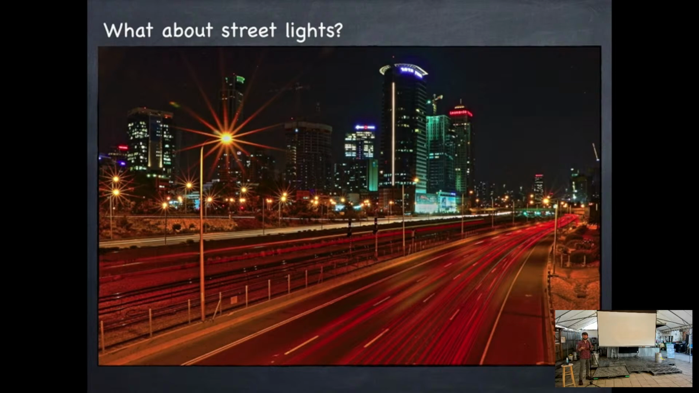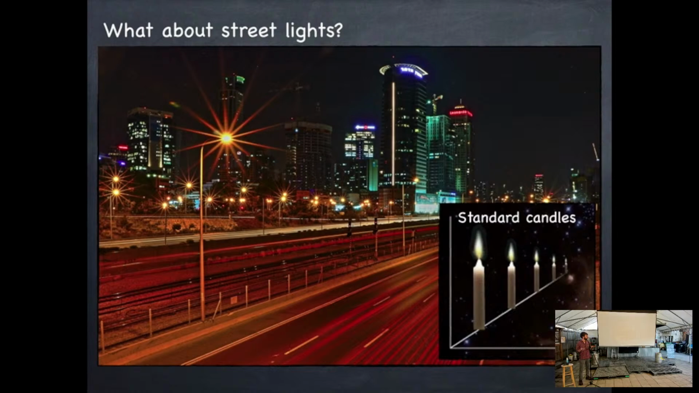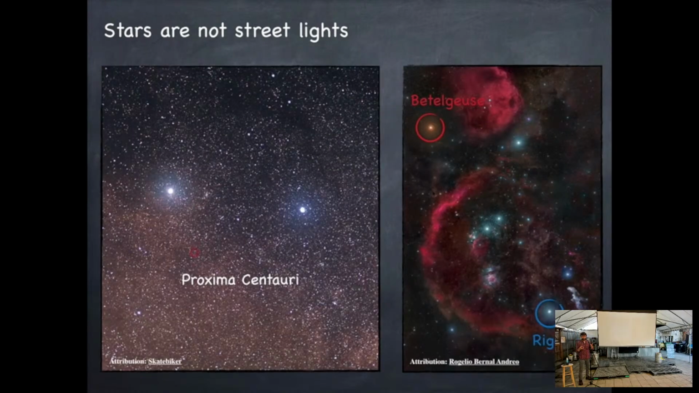The problem, back to astronomy, is that stars are not standard candles, or streetlights. One example is this star, Proxima Centauri, which is one of the closest stars to the sun, to the solar system, and emits only about 0.2% of the light that the sun emits. So its luminosity is about 0.2%. And these two stars in the constellation of Orion, Betelgeuse and Rigel, emit about 100,000 times the light that the sun emits. So the very basic problem here is that stars are not standard candles. Their luminosity can vary a lot. That's one of the challenges. We can't use them as standard candles.